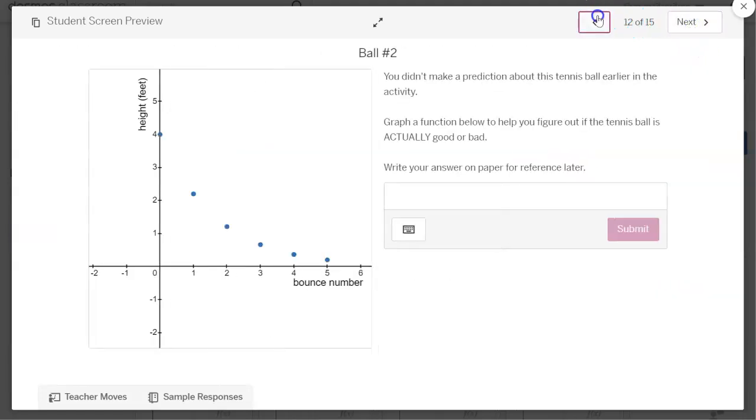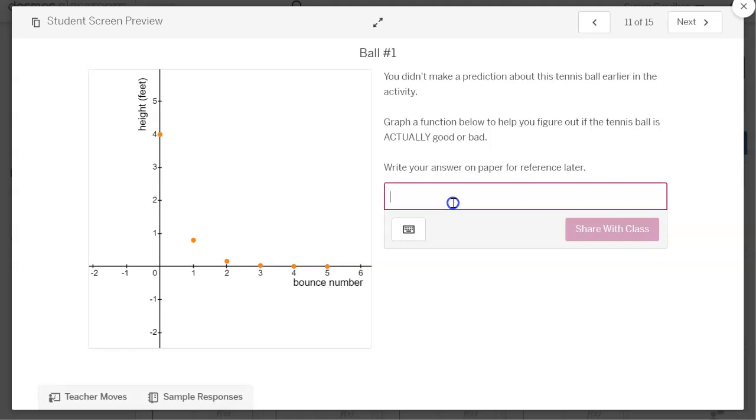All right, now this one I think is one of the tennis balls. I didn't make a prediction about it. Graph it to see. And on this one, they're going to have to figure out the initial and the growth factor. So the growth factor is actually small because it's not growing at all. It's actually decaying. You might want to introduce that term here, but I do introduce it in the next assignment. So it's kind of up to you if you want to get into growth decay at this point. But it is decreasing, and that's important to note.